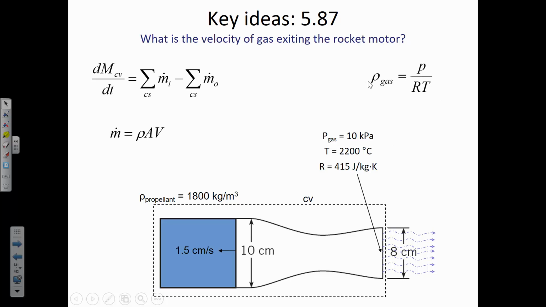Now, of course, the density of the gas you can find by the pressure divided by RT, and the temperature is given. Here's an R value for that gas, and so you can find the density of the gas, and we know that mass flow rate is density, area, and velocity. So the area you can get from the fact that it's an 8 centimeter diameter there at the exit. And so in the end, they want to know the velocity of the gas exiting out of the rocket motor. The idea here is just that the mass of the solid is turning into the mass of the gases that come out through that control surface. So that's a little hint for problem 87.